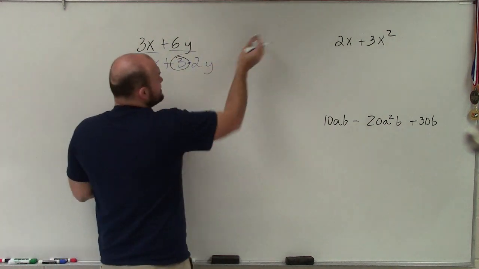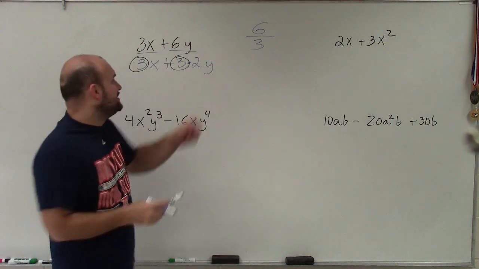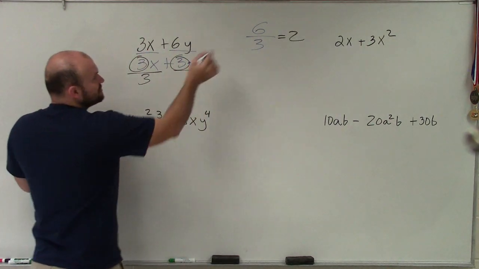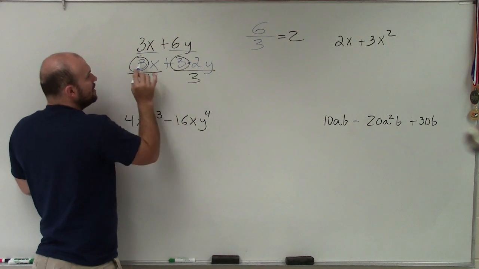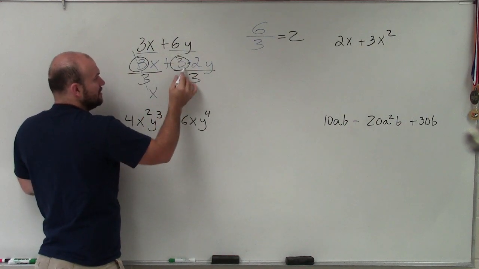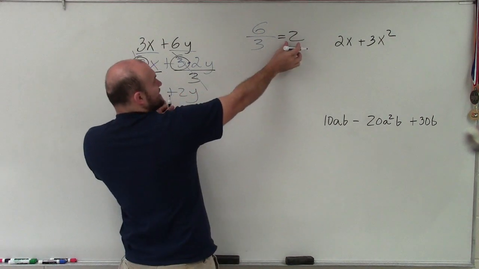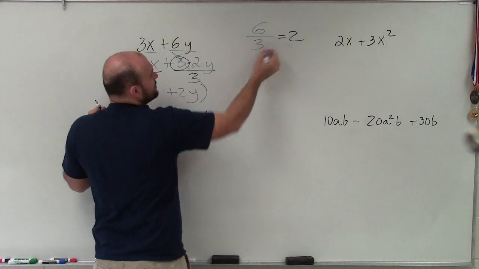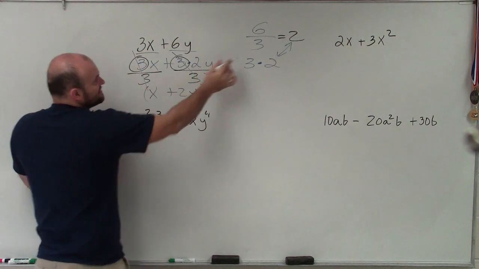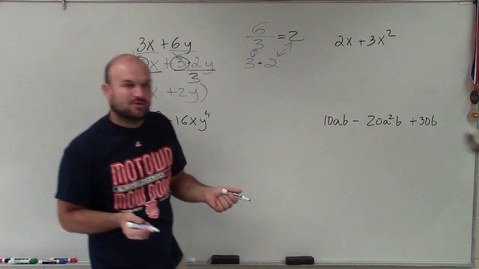So just like I did with the number 6, I know that 3 is one of my factors, right? So I'm going to divide each term by 3. And my answer I get is 2, which is my other factor. Here, I'm not dealing with numbers. 3x divided by 3 just leaves me with x. 3 times 2y divided by 3 just leaves me with a positive 2y. So my x plus 2y acts like my 2 here. But remember, the factoring of 6 is 3 times 2. Since I divided by 3, that's what I'm going to multiply by. So it's 3 times (x plus 2y).